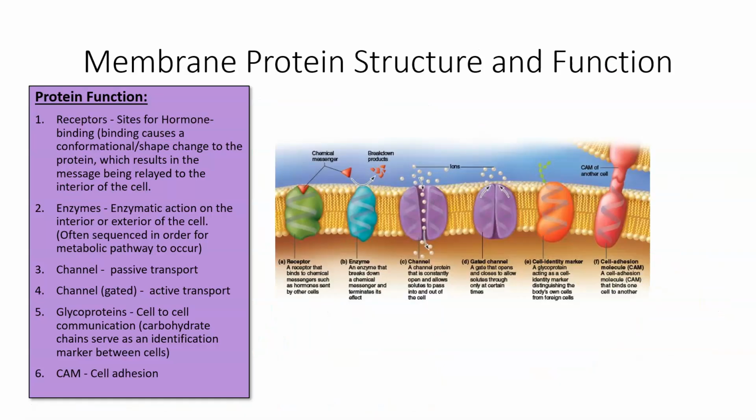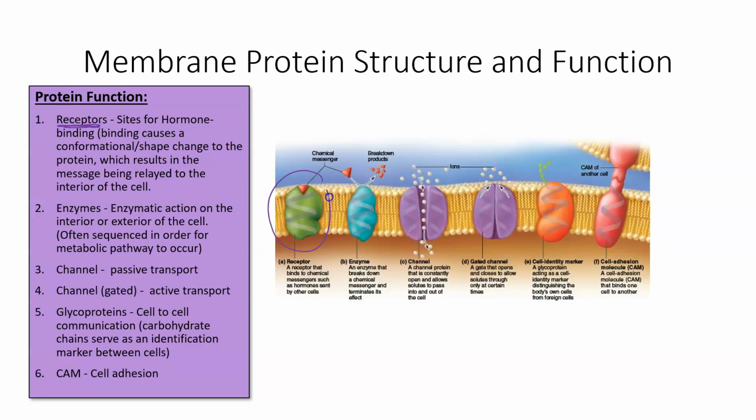Now let's talk specifically about membrane protein structure and function. You will see that there are a variety of membrane proteins, and each of them looks different because each of them acts differently or has a specific purpose. Some of the protein functions, and again, these are fundamental to the success of the membrane and things that you absolutely have to know, are that several of the proteins have receptor purposes.